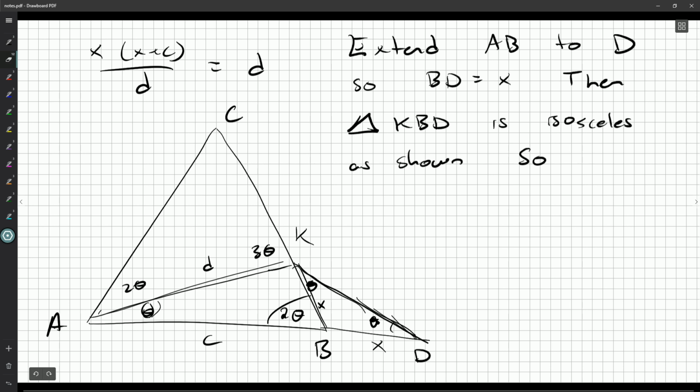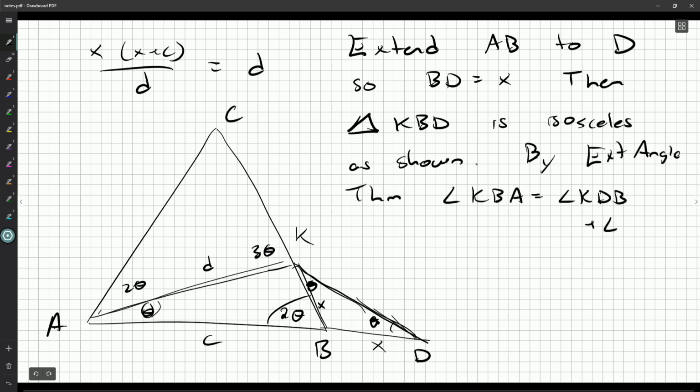So I'll say by exterior angle theorem again, angle KBA is angle KDB plus angle DKB, which is 2 times angle KDB. But of course that's 2 theta. So KDB is theta. And so we've got both of our thetas shown.